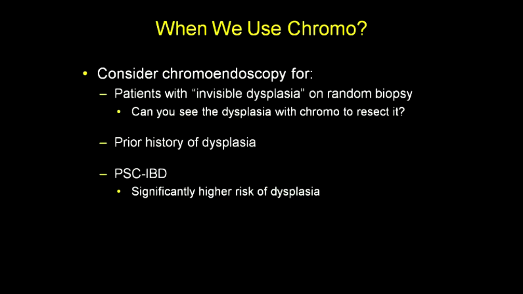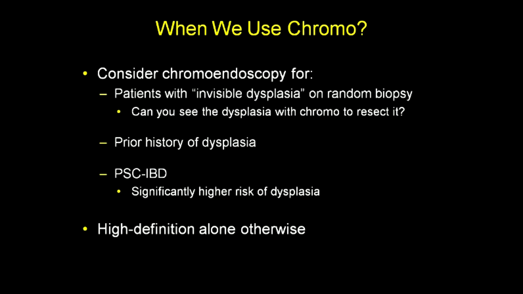So who would we use chromo in? Well, if a patient has a history of invisible dysplasia, meaning I was taking random biopsies, I didn't see a lesion, I just happened to take a biopsy and the pathologist came back and said there was dysplasia there, I would go back in and use chromo in that segment to see if I can actually see a lesion that I can try to remove endoscopically. Prior history of dysplasia, that's a higher risk patient, we would use it. And then our PSC patients, again, a higher risk patient, use this to enhance our ability to see abnormal tissue.